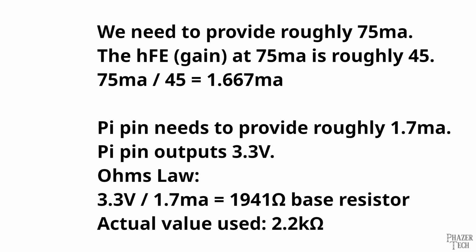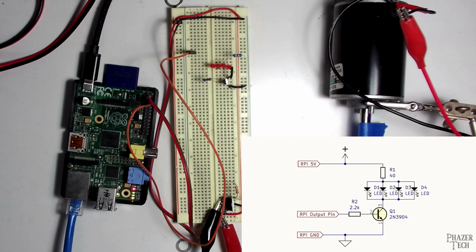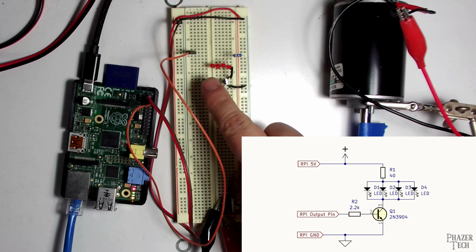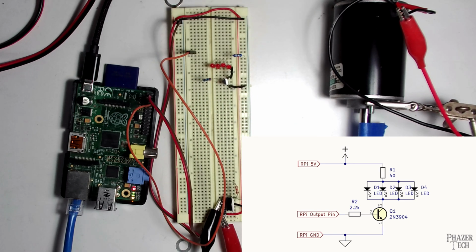Using Ohm's law and knowing that the Pi is outputting 3.3 volts on its output pins, we can determine we need a resistor value of roughly 1941 ohms. So that'll be the resistor going into the transistor's base. Now the resistor I have here is actually a bit more. It's 2.2 kilo ohms. The value isn't crucial.